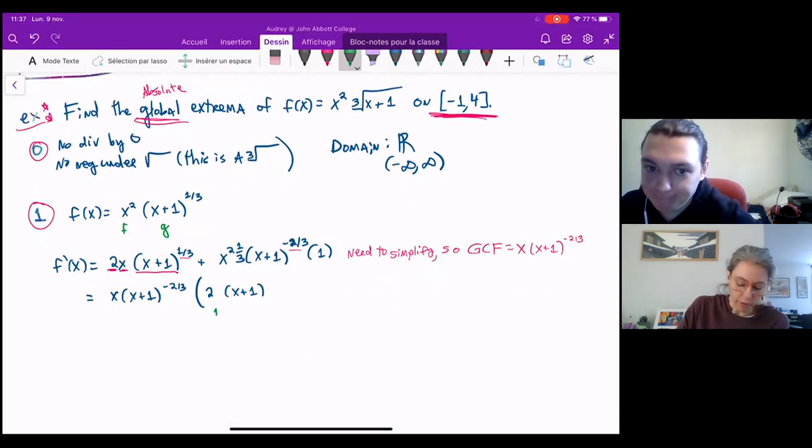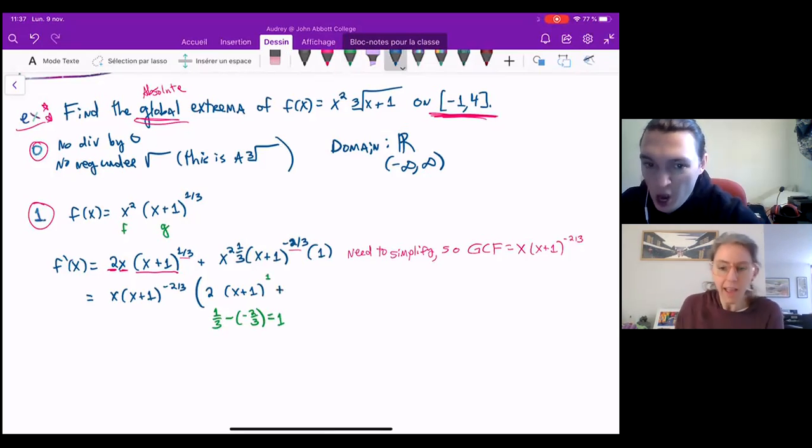Remember, we said I have 1/3 x plus 1s, and I took away negative 2/3. What does 1 minus negative 2/3 equal? 1. So that means my new power here is just 1.